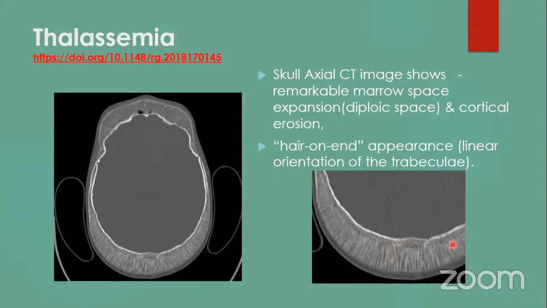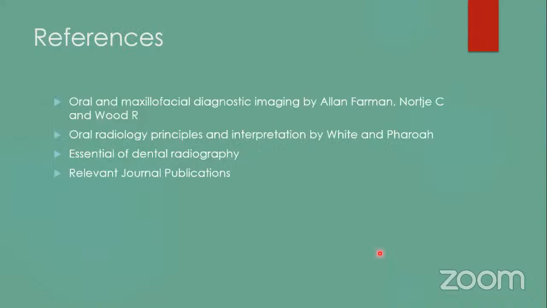So you can see the trabecular bone. It's thin, and it is less dense. Okay, so that brings us to the end. We have just discussed a few of the examples, and you have noted that most of the features almost look the same.